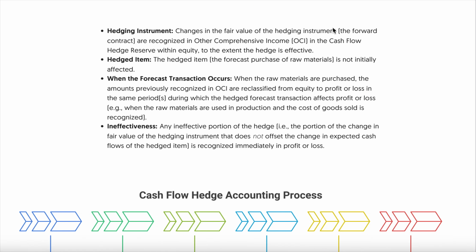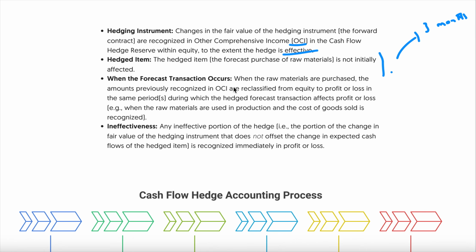Now, when we talk of the hedging instrument, changes in the fair value of the hedging instrument, the forward contract, are recognized in other comprehensive income, in the cash flow hedge reserve within the equity to the extent that the hedge is effective. Now, this is very important. Effective goes into the OCI. The hedged item itself, the forecast purchase of raw material, is not initially affected because you have not acted on it, because that's going to happen in 3 months' time. If we take the example as we just saw previously.